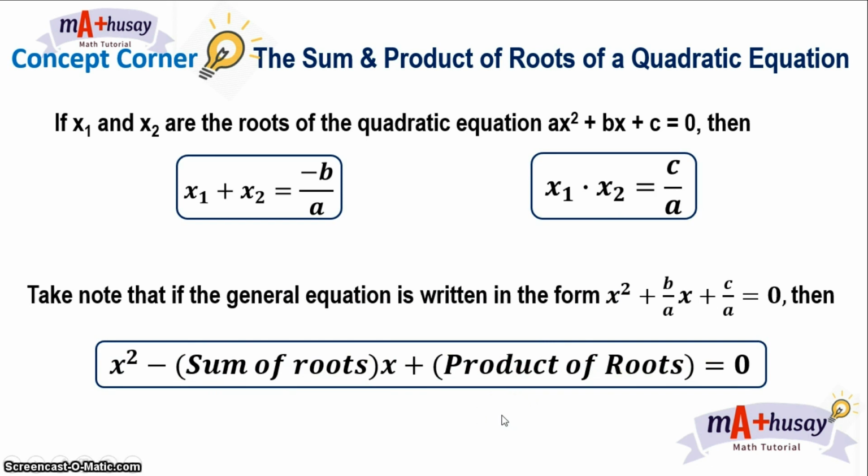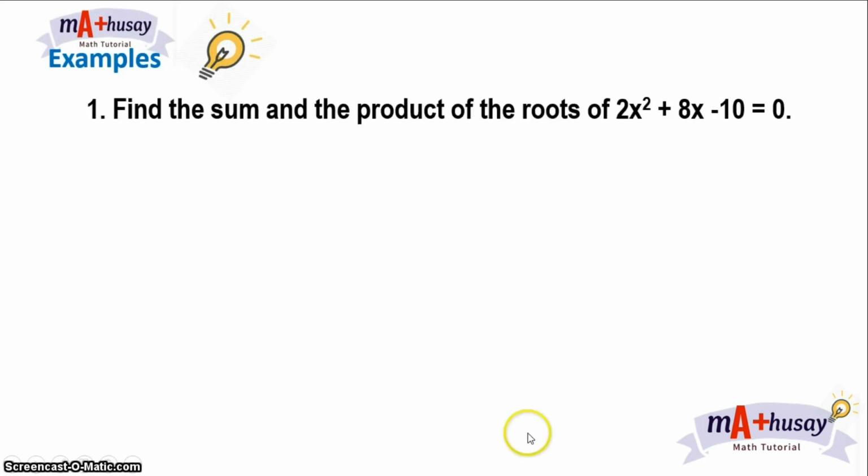Let's have some examples. Example number 1. Find the sum and the product of the roots of 2x squared plus 8x minus 10 equals 0.